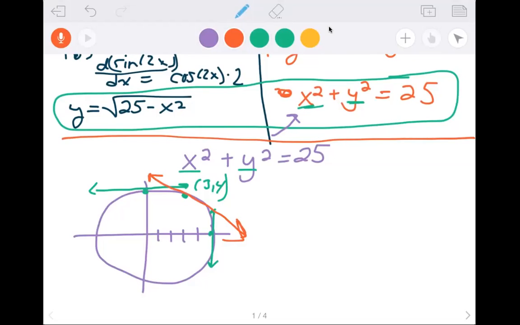But I'm going to say for this implicitly defined function, I actually could solve it for y and get it explicit. I would say y squared is equal to 25 minus x squared.